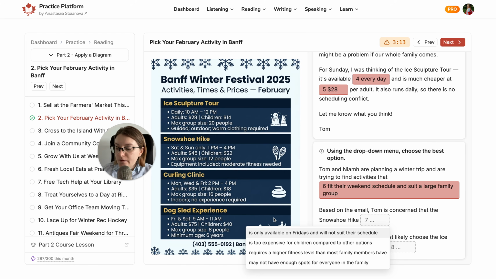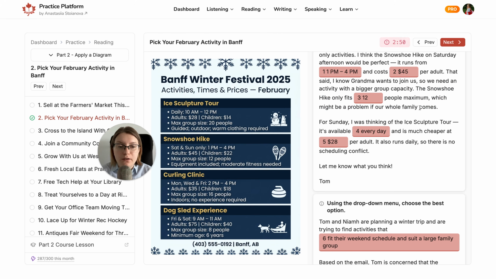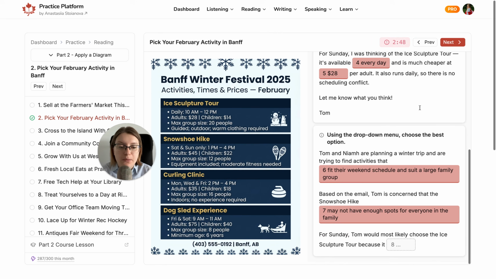So remember that the family is very big. And if you look at all of the options, it's only available Fridays, too expensive, requires a higher fitness level, may not have enough spots for everyone in the family. This looks like the right option just based on what we have in this text here, right? That it's a big group of people and they have many, so their family is big. Yeah, they have many people.